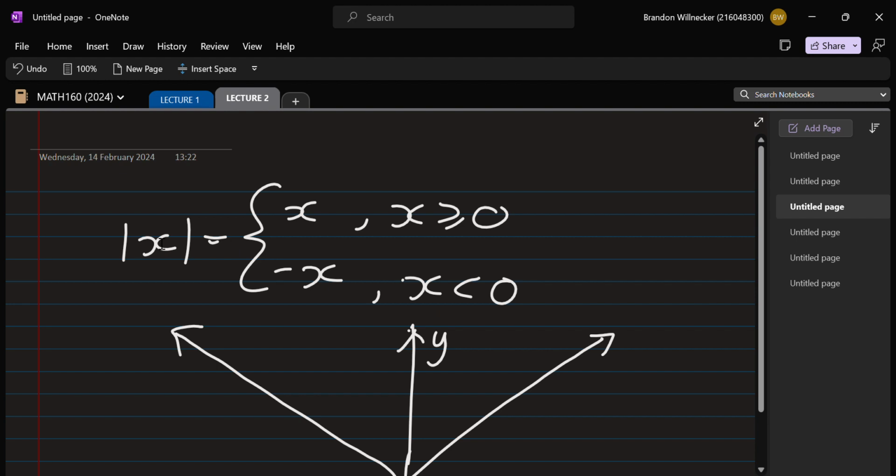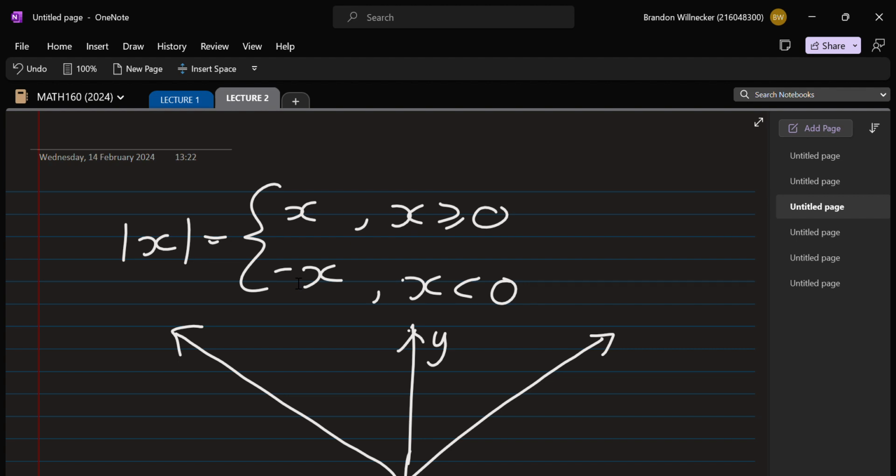Okay, if I put in 3, do I go to the top or the bottom? The top one. Why? Because it's bigger than 0. So I just return x. Okay, what about minus 5? If I put in minus 5, do I go to the top or the bottom? Bottom. What is minus of minus 5? 5. So you see, it doesn't matter what you put in, whether you go up or down, you get the positive out. Okay, that's what this function is designed to do. Whatever you put in, you get the positive out.